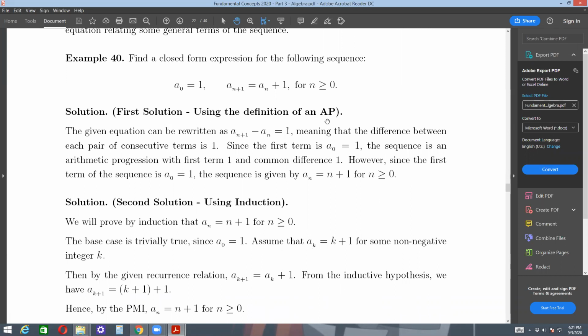One way is to write it using the definition of an AP. If you look at this recurrence relation, you carry the an term on the left-hand side, you'll get this. This means that the difference between two consecutive terms is 1, which is the definition of an arithmetic progression, right? Because for any two consecutive terms, you take the difference and it's constant. So the constant is 1. And also the first term here is defined as 1. So it's an AP with first term 1 and common difference 1.